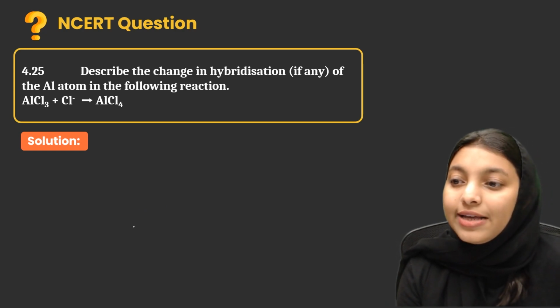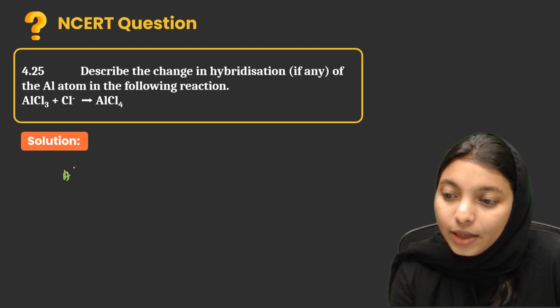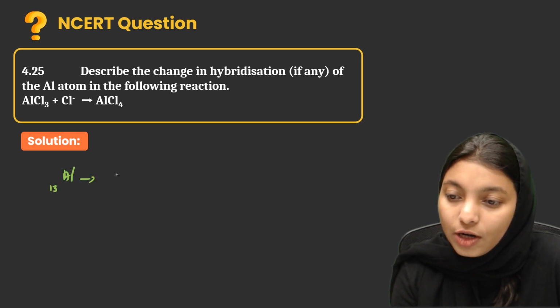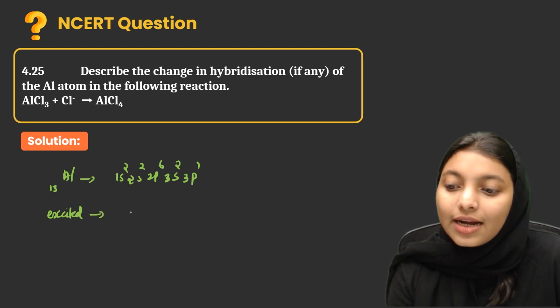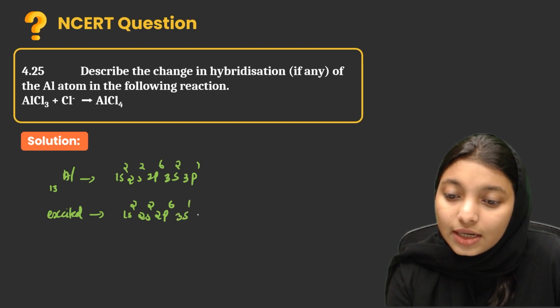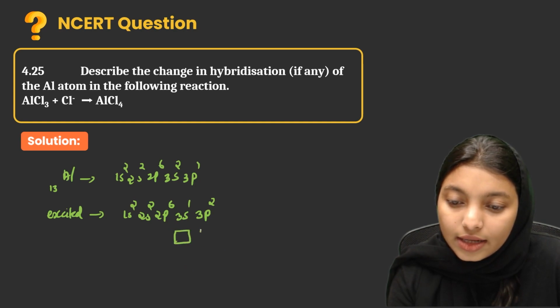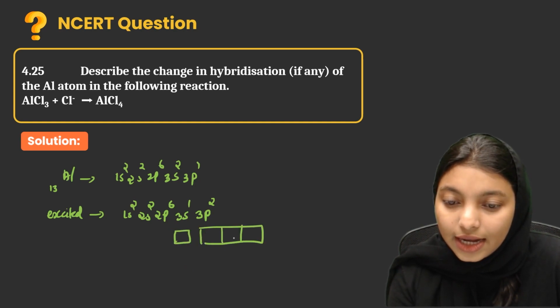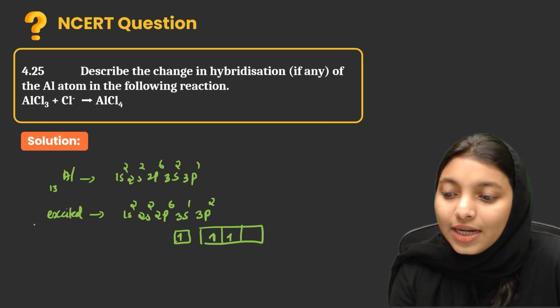Describe the change in hybridization of aluminium in the following reaction. For aluminium, we know it is the 13th element, so it will be 1s2, 2s2, 2p6, 3s2 and 3p1. For the excited state, I can write 1s2, 2s2, 2p6, 3s1, 3p2. I am writing 3s and 3p only, and it will be 1 here, 1 here, 1 here.